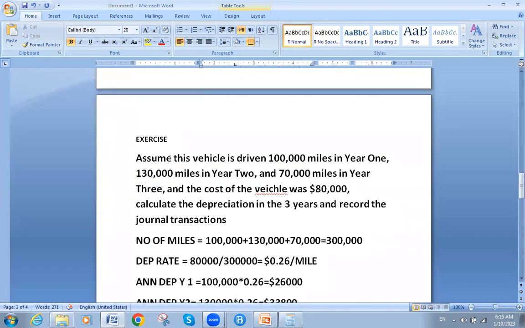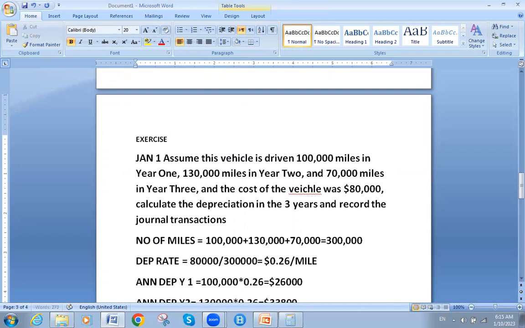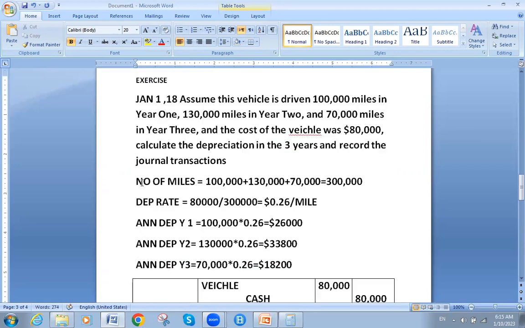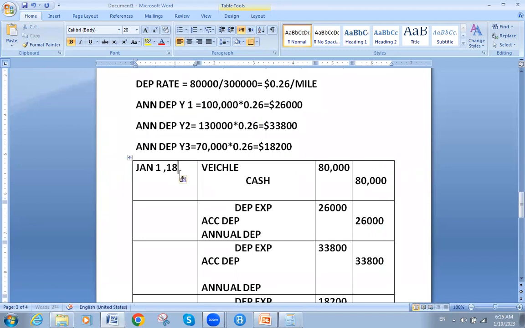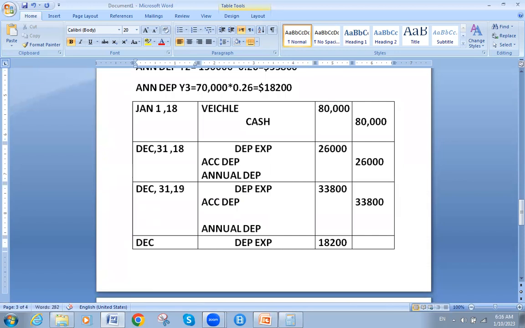And the dates, of course, I wrote as an example, on Jan 1, 18. We bought the car, control and C, for this amount. Then December 31, 18, from the same year. This is the first one. December 31, 19, and this will be December 31, 20, because we said for 3 years depreciation, this is the 3 years depreciation.